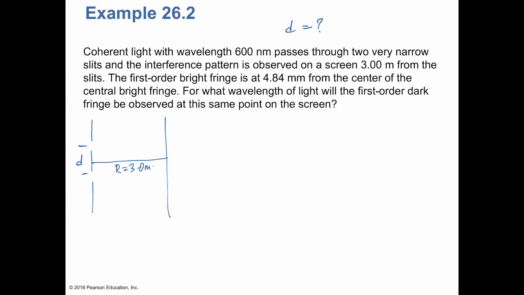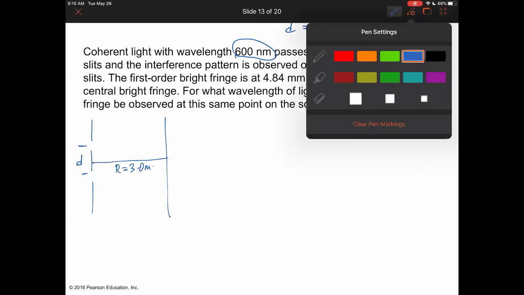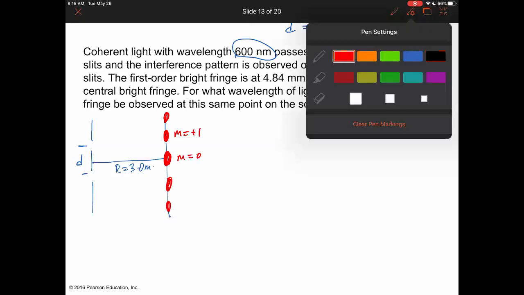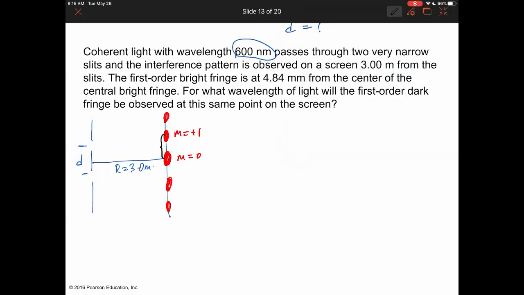But what we're told here is when I'm sending this light of 600 nanometers, I'm getting the first order bright fringe. Remember, the first order means that M equals 1. So I'm going to have a central one here, and then this one here, this one there, something like that. So the first order is M equals plus 1 for the bright fringe. Remember, the central one here is M equals 0. That means if I measure the position of this one over here, I get 4.84 millimeters. Okay, so that's the idea. That means this is Y1, and Y1 is then 4.84 millimeters. We're given the vertical position of that first bright fringe.